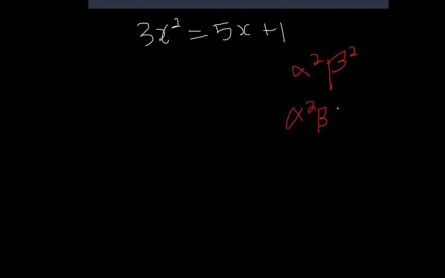Okay. This time you need to remember these steps, and I'm going to write down all these steps. So 3x squared is equal to 5x plus 1. Same thing, I want you to find alpha squared beta squared, and I want you to find alpha squared beta plus beta squared alpha. Right, first person to answer. Let's go.